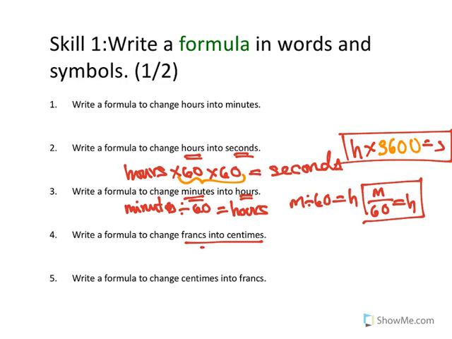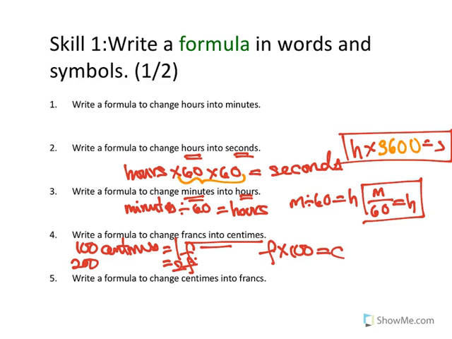Francs into centimes. There's 100 centimes for every 1 franc, right? So if I had 200 centimes, I'd have 2 francs, right? So in order to turn francs into centimes, I have to multiply by 100 to get centimes.